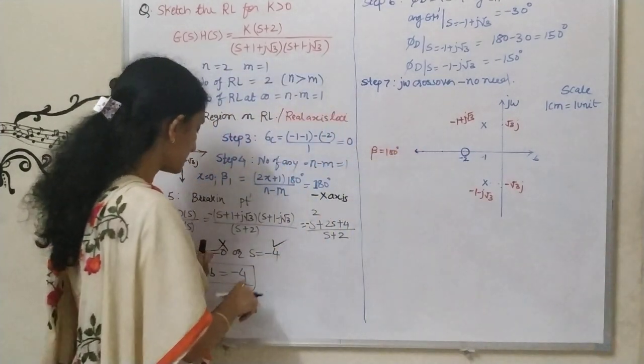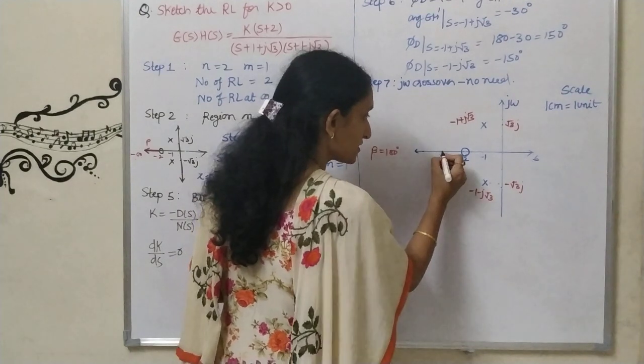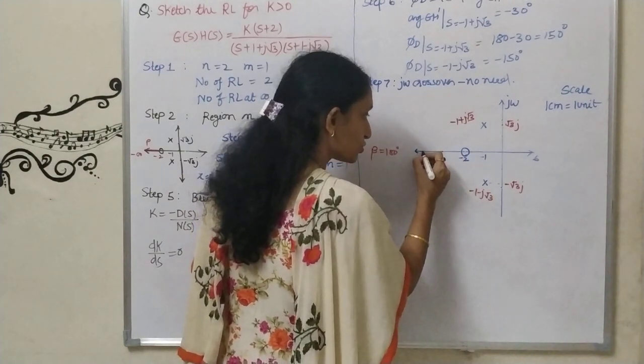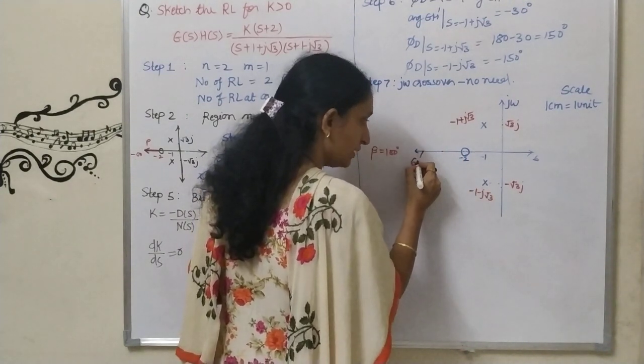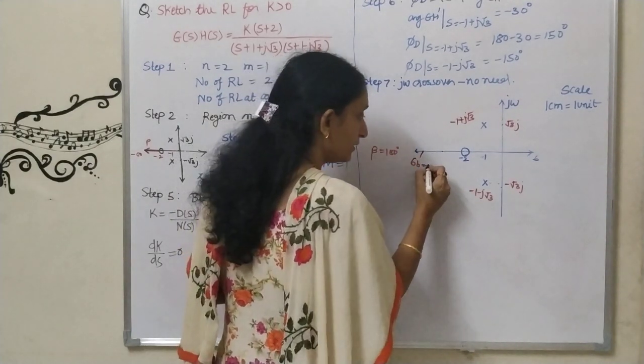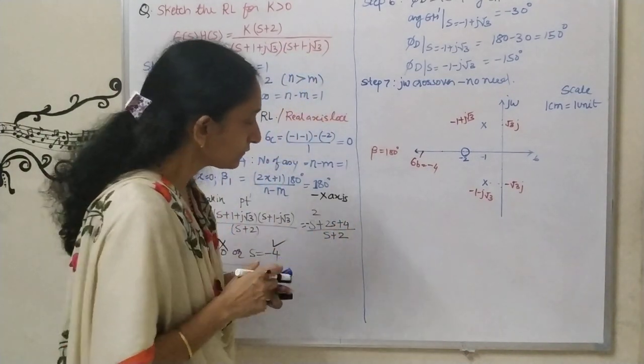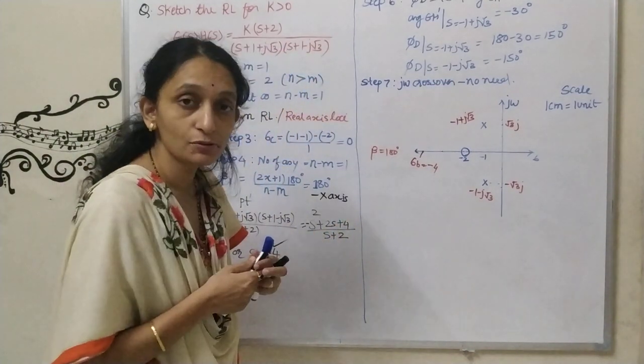Okay, next I have calculated valid breakaway as minus 4. So this is minus 3, minus 4. So I am showing break-in actually, but the representation will be B only, either for breakaway or break-in. This is minus 4. Okay, now see, I will show the region on root locus.